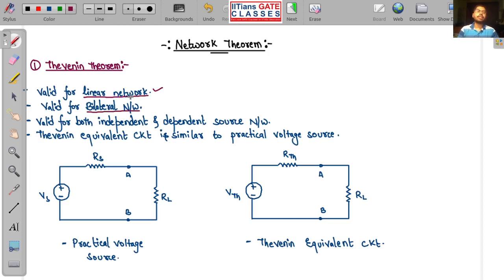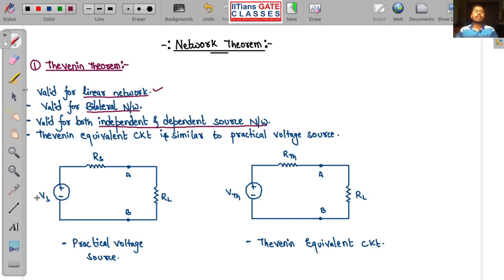A bilateral network is a network in which even if the direction of current is opposite, the impedance won't change. So here is a circuit in which, if the direction of current is reversed, the total impedance calculated for the circuit will be the same. I have already discussed this point in our first chapter, first lecture. Thevenin theorem is valid for independent as well as for dependent source networks.